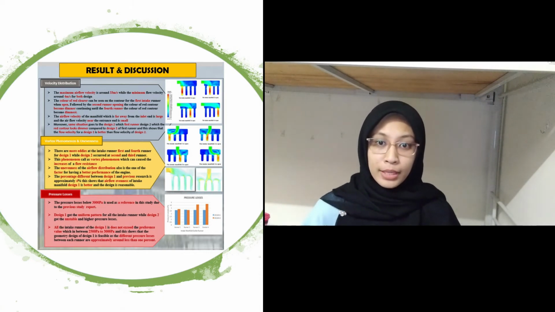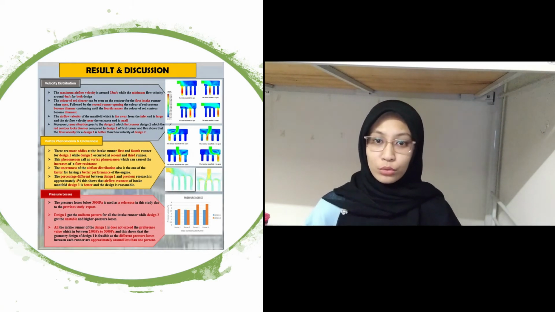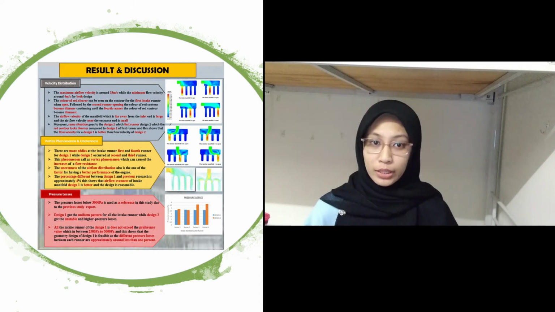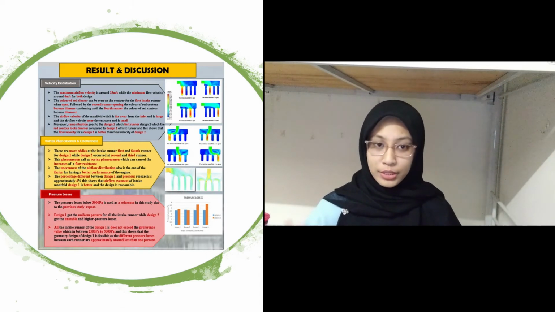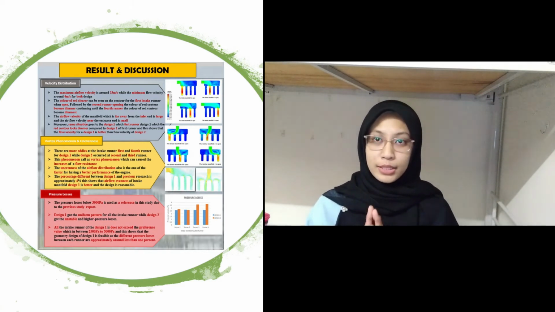And then moreover, the same situation goes for design 2, in which the first runner of design 2, which is the red color, looks dimmer compared to the first runner of design 1. This shows that the flow velocity for design 1 is better than the flow velocity of design 2.